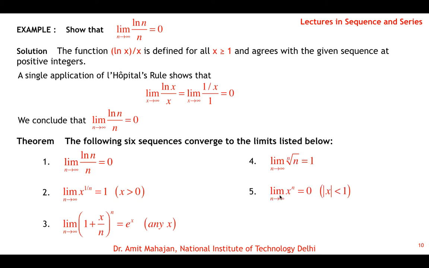The fifth is the limit as n tends to infinity of x power n is 0 for all x such that modulus of x is less than 1, that means x lying between -1 and 1 with strict inequality. And the limit of x power n over n factorial is 0 for any x. So these are six important results which will be used a lot in sequences, and later when we study series, they will be utilized there as well.